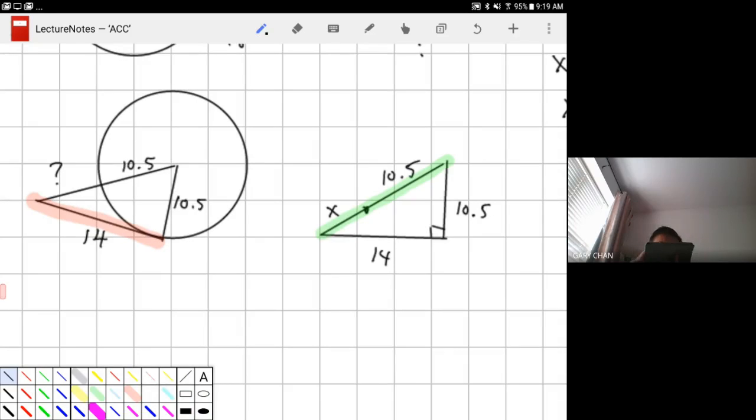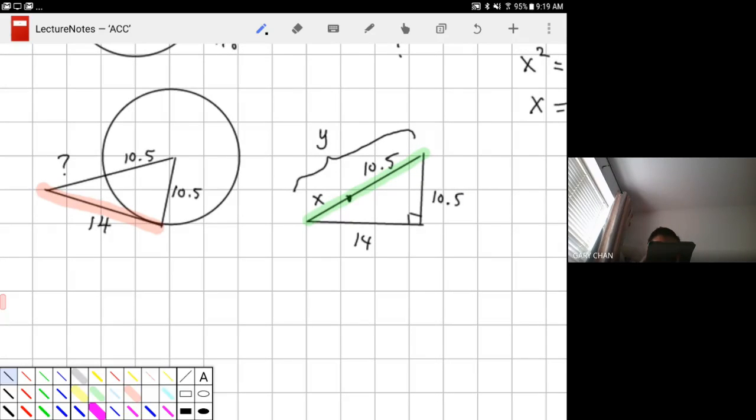Y. Great. So I'm saying the entire length of the hypotenuse is y, rather than the x and the 10.5 combined. Because if I were to set up the Pythagorean theorem this way, I would say 14 squared plus 10.5 squared is equal to x plus 10.5. Do you guys see what I'm saying? If we were to figure out what x is, what would we have to do to this?